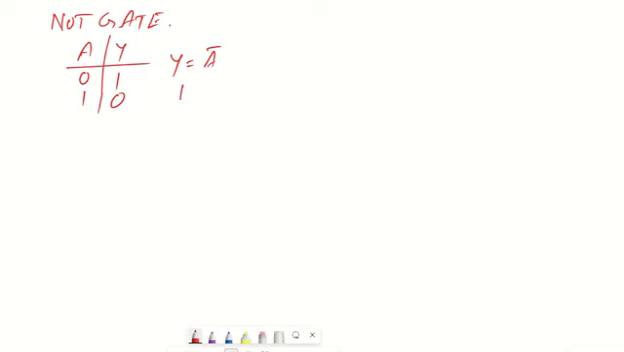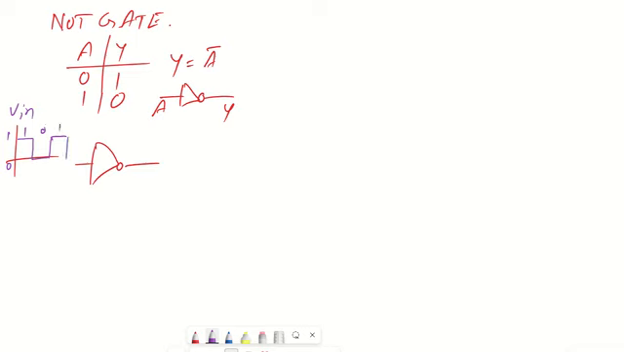Its symbol is basically like this. This is my NOT gate, this is my A and this is my Y, and Y is nothing but A bar. Let us say we have a NOT gate here, and let us say we have an input voltage V input like this, where this level is logic 1 and this is logic 0. You can see this is 1, this is 0, this is 1, like that.